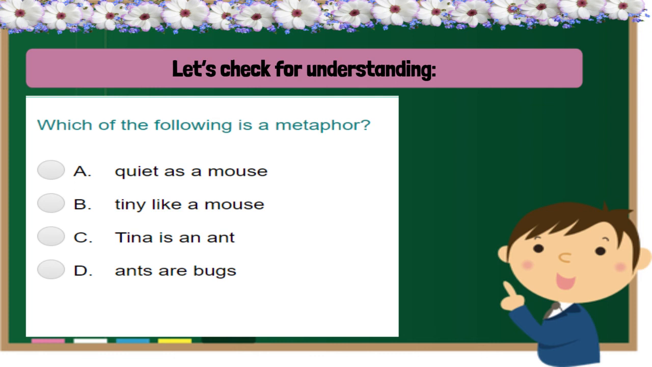Which of the following is a metaphor? A. Quiet as a mouse. B. Tiny like a mouse. C. Tina is an ant. D. Ants are bugs. I hope you wrote down all the correct answers. Let's find out how well you did.